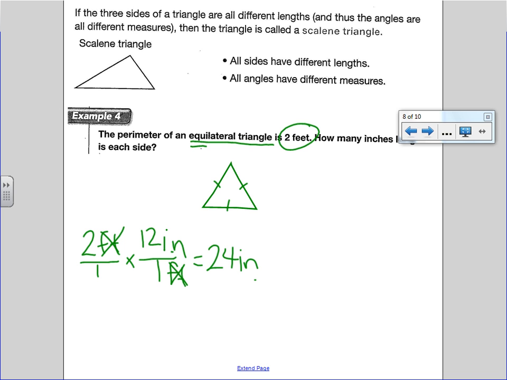Well, all the sides of this triangle are the same length, and there are 3 sides. So I know that those 3 sides have to equal 24 inches. To get S by itself, I'm going to divide by 3. What I do to one side, I must do to the other. So I'm left with S equals 8 inches. Final answer.